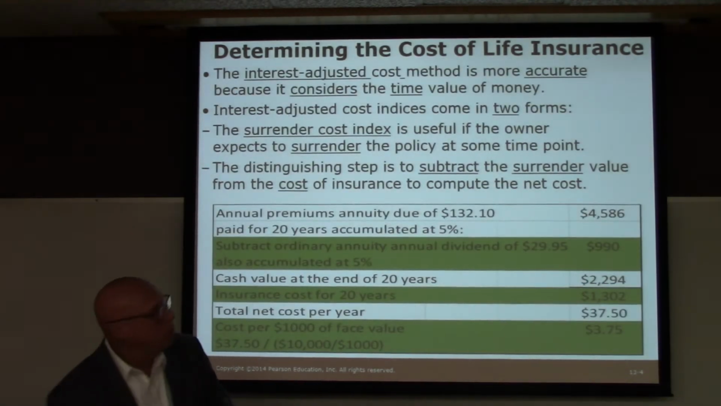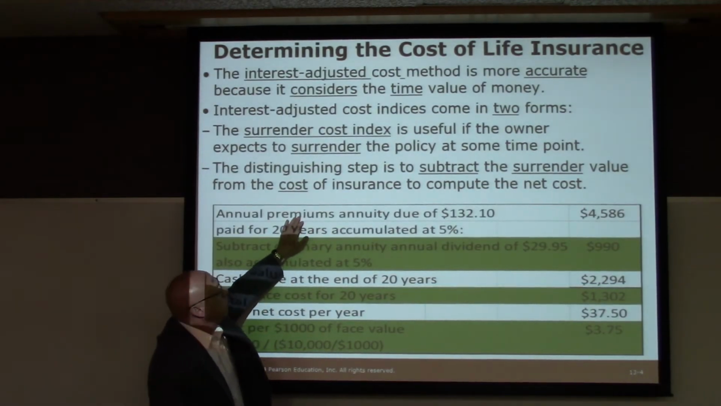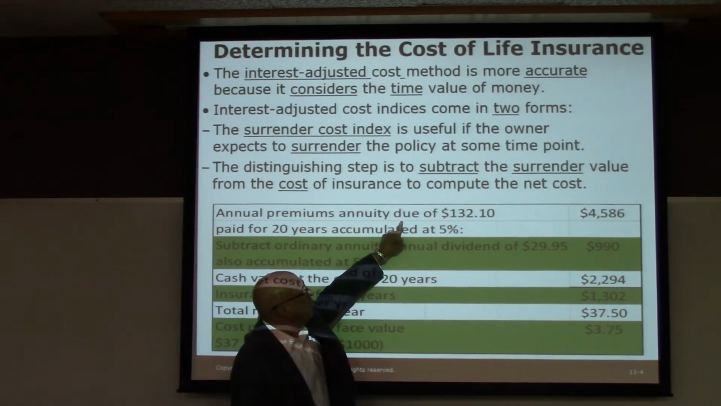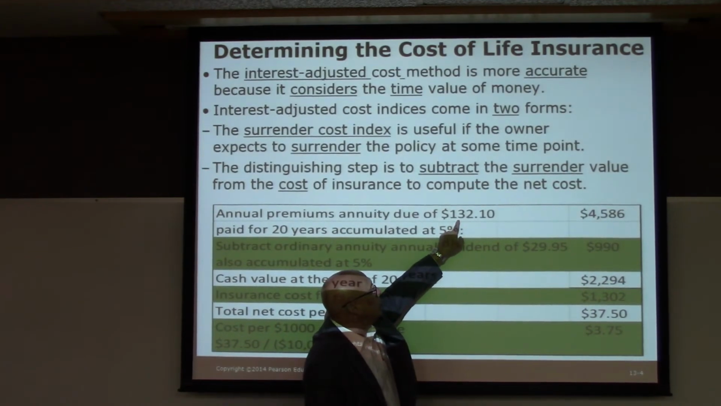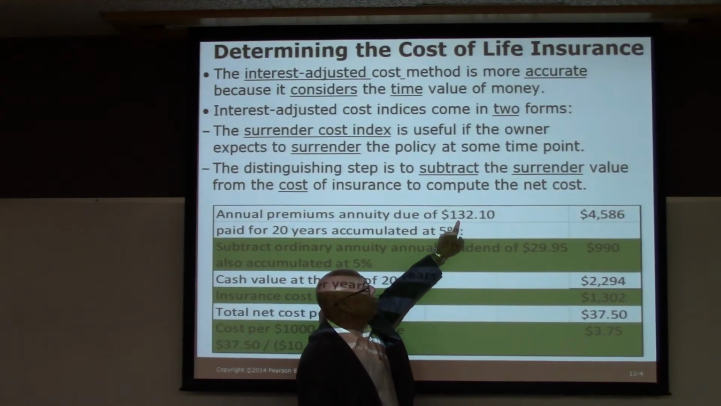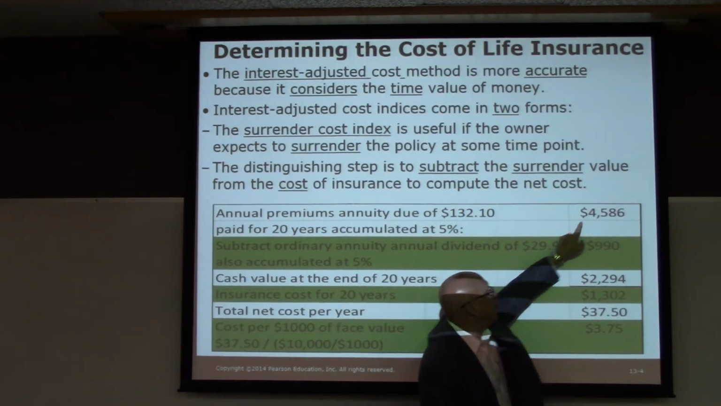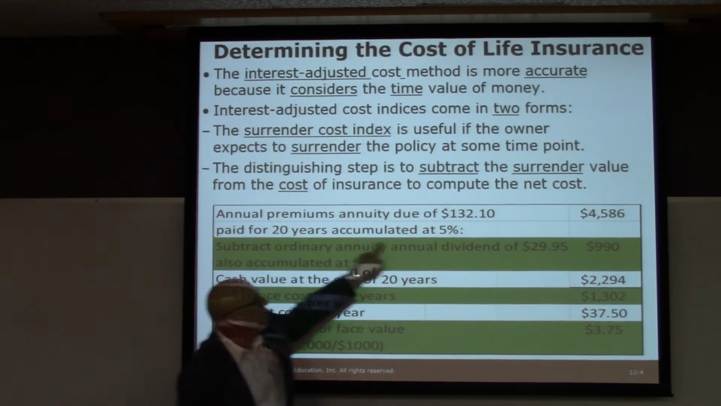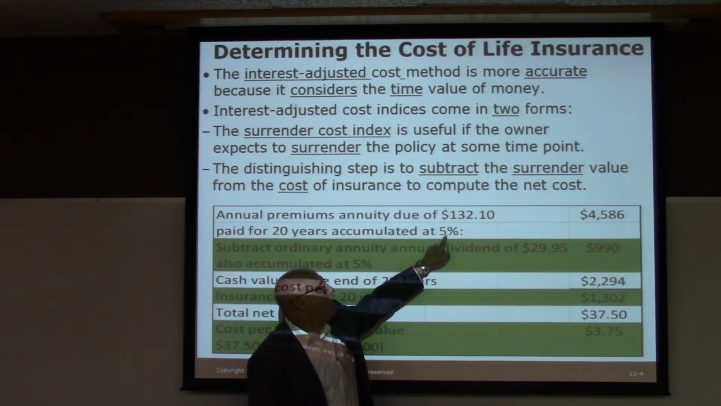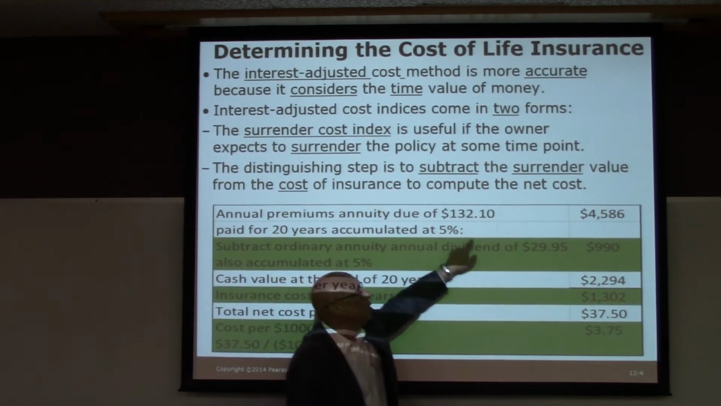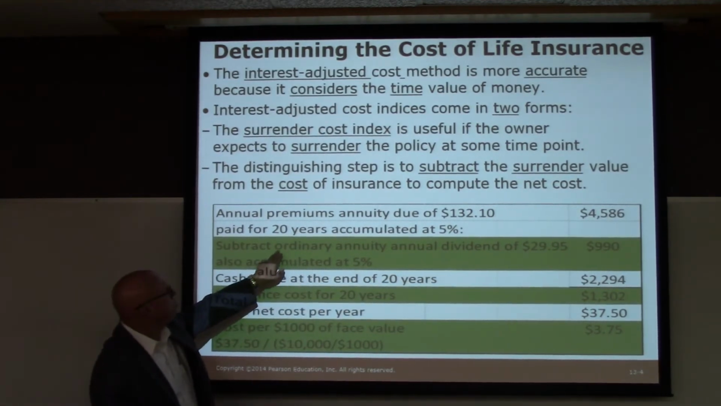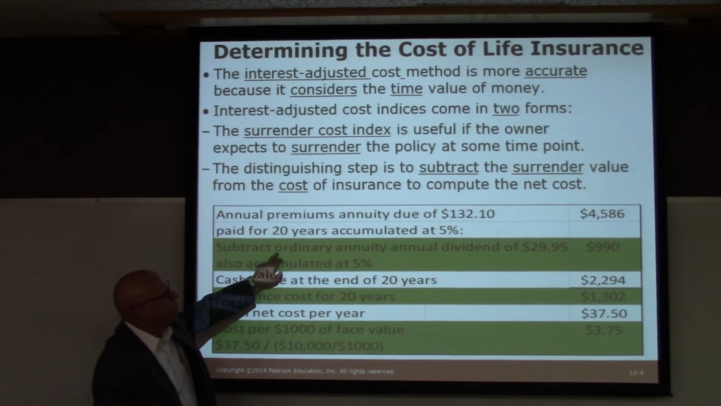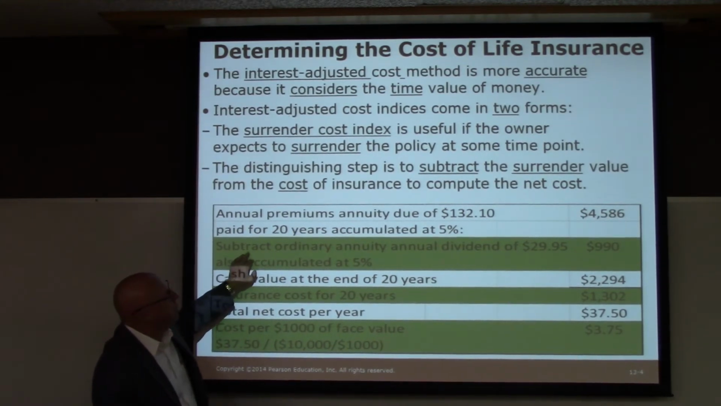All right, so what do we have? We have annual premiums that are paid annuity due up front of $132.10. So there are 20 of these. This is done as an annuity due. This is a future value at 5%, accumulated at 5%. Okay? This is assuming you could earn 5% on your premium. Okay? Then you subtract out the present value, or I'm sorry, the future value of the dividends.